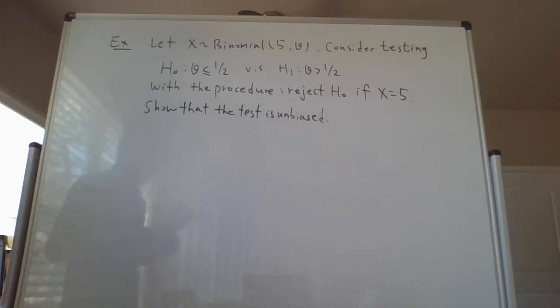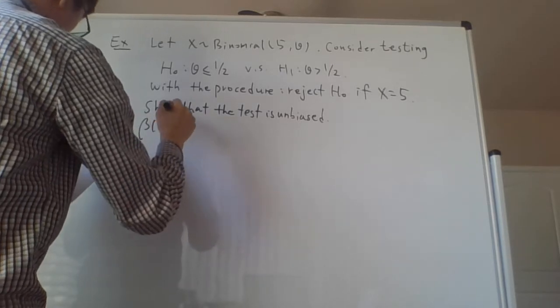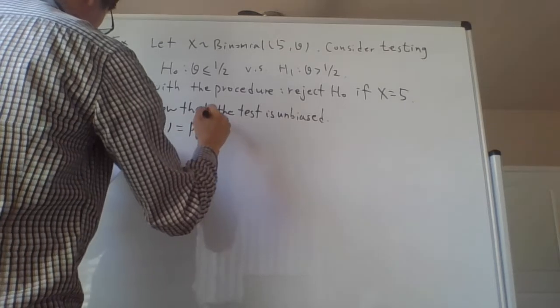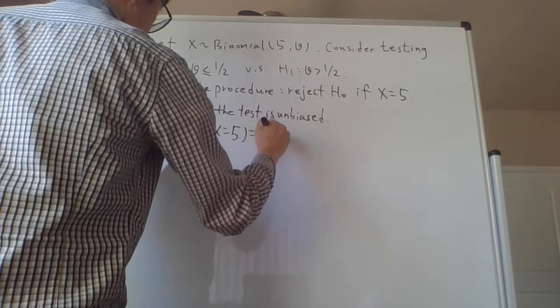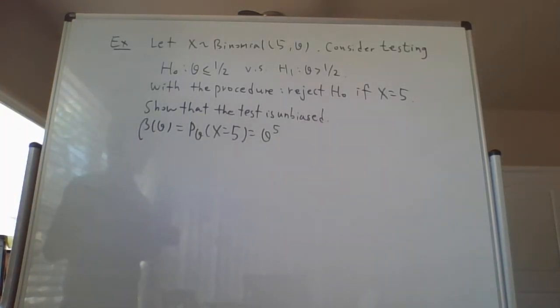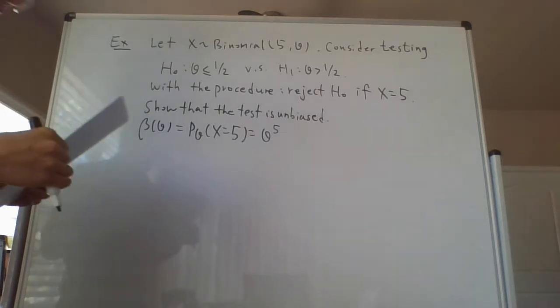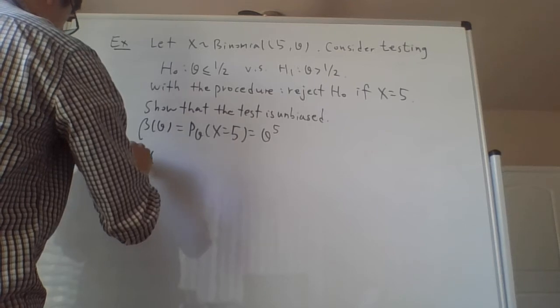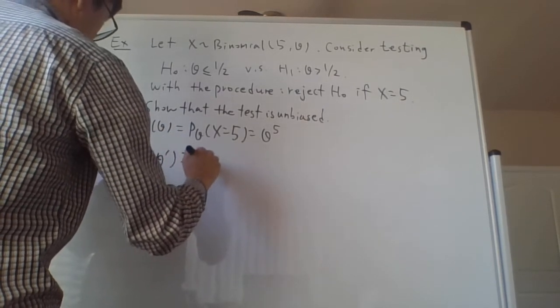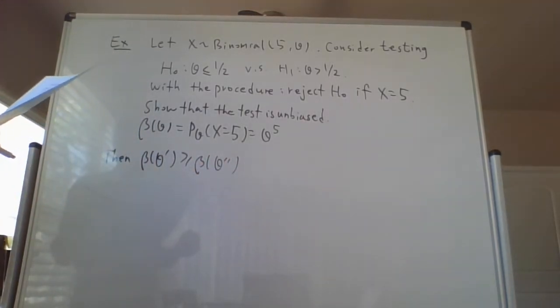Here, our power function is, since we reject the null hypothesis when x is equal to 5, the probability that x is equal to 5, and by calculation this is theta to the power fifth. Then clearly, the power function under the alternative hypothesis is greater than the power function under the null hypothesis.